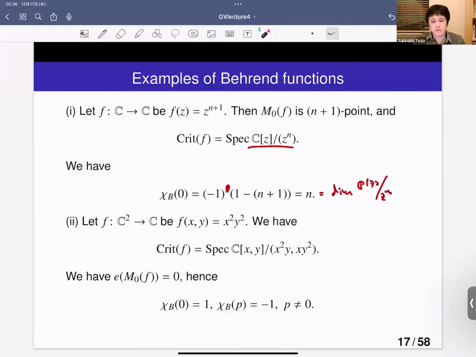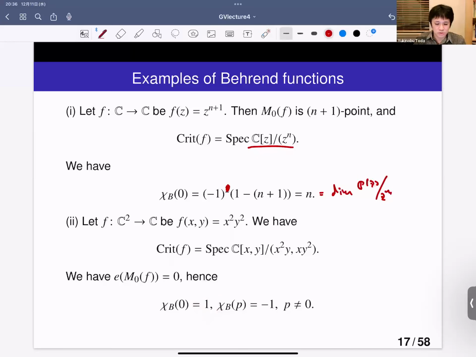So yes, one can easily see that because there is some non-trivial free S1 action on the Milnor fiber, which makes this Euler number 0. So then it is also easy to compute the Behrend function. So at the origin, this is just 1 using the previous formula.